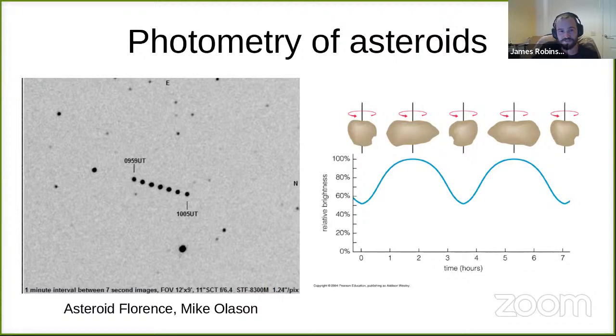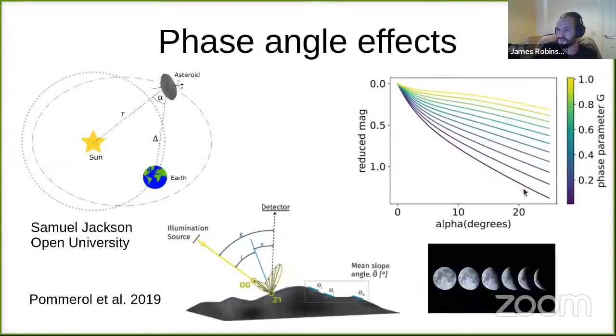But my recent research into asteroids has focused particularly on the effects of the viewing geometry, the viewing conditions, or what's known as the phase angle, on asteroid observations. So excuse the crowded slide, please, but there's a lot of little things to show you here about what exactly a phase angle is.